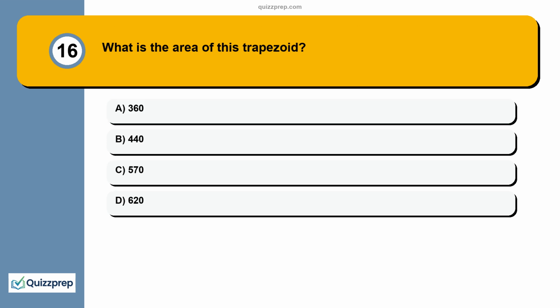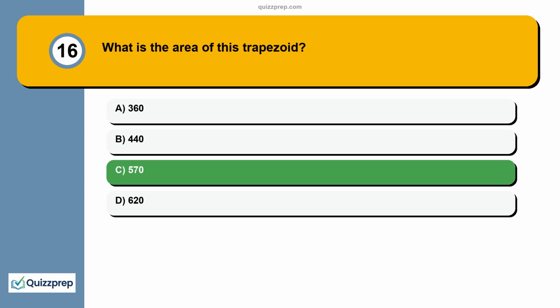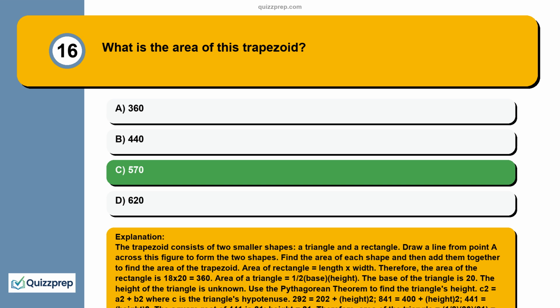Question 16. What is the area of this trapezoid? 360, 440, 570, 620. The trapezoid consists of two smaller shapes, a triangle and a rectangle. Draw a line from point A across this figure to form the two shapes. Find the area of each shape and then add them together to find the area of the trapezoid.